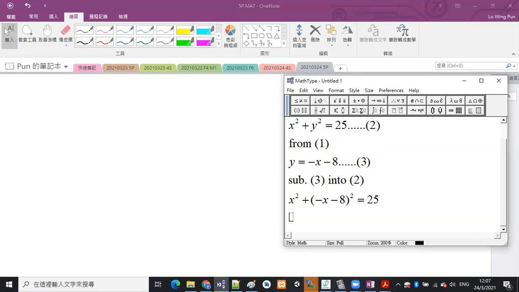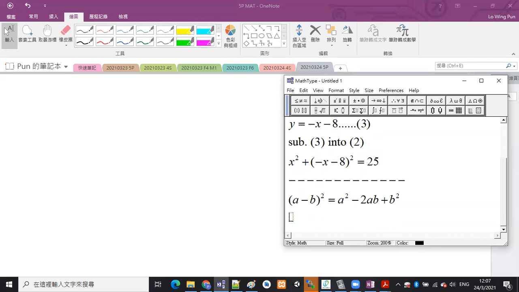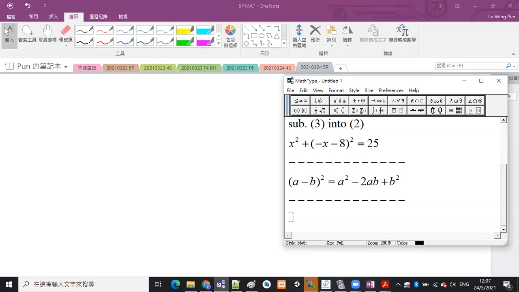Do you remember this formula? Do I need to write it out? That identity is like this: a minus b square is equal to a square minus 2ab plus b square. Okay, so I'm going to use this identity to expand the bracket negative x minus 8 bracket square.